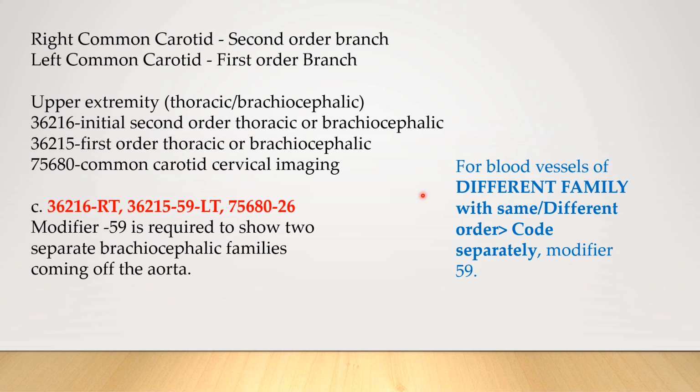So you will code this family, the second order, by 36216. Okay, and then this other family we have gone till the first order. I am going to code 36215. Okay, and this is for the imaging, and so my final answer will be 36216 RT for the right, and 36215 59, that is the left common carotid, and then you will write the imaging. And modifier 59 is required to show two separate families coming off the aorta.